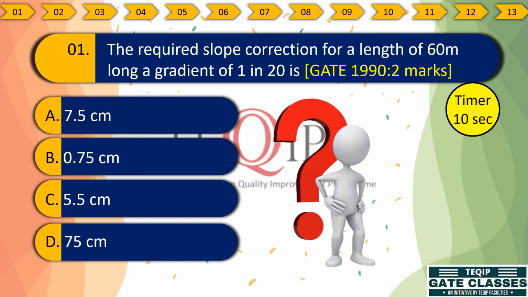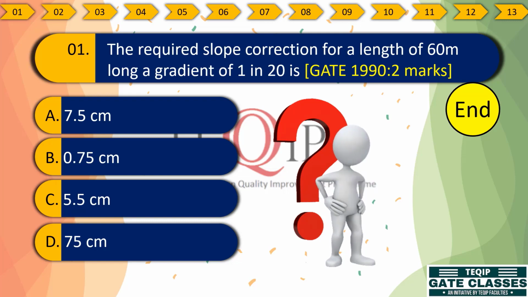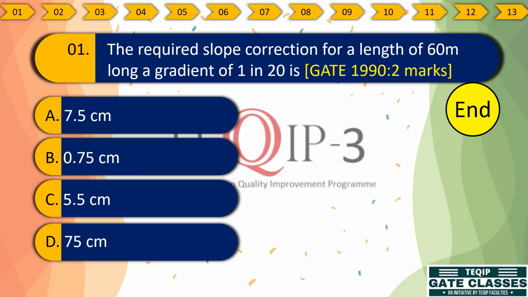This question comes from GATE 1990, which carries 2 marks. So it is a very important question and carries the maximum marks in the GATE examination. Your time starts now. Solve this question within 10 seconds. Time is running. Time's up. Now you get the answer to the question on your screen.